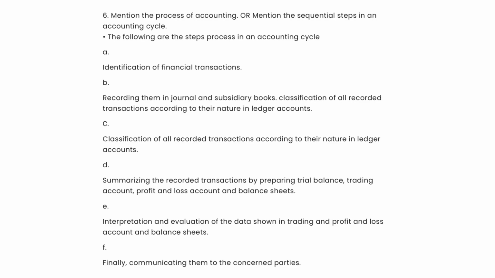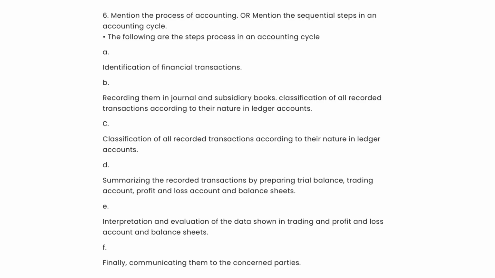Mention the process of accounting, or mention the sequential steps in an accounting cycle. The following are the steps in the accounting cycle. A. Identification of financial transactions. B. Recording them in journal and subsidiary books.